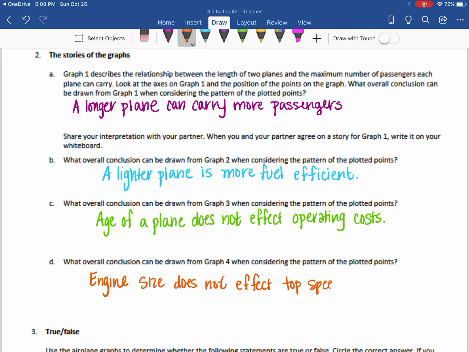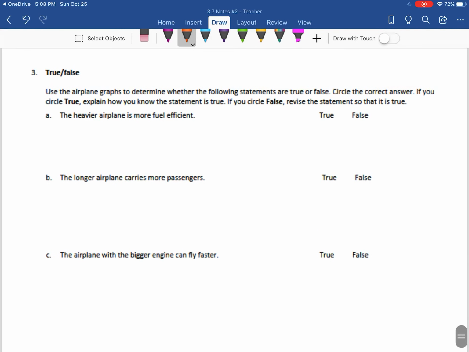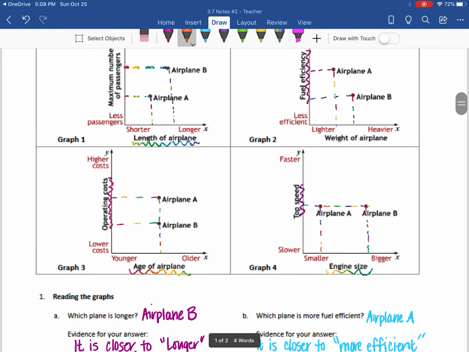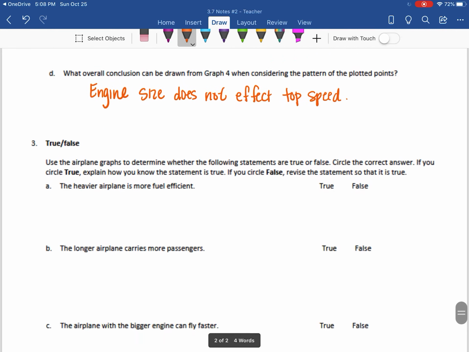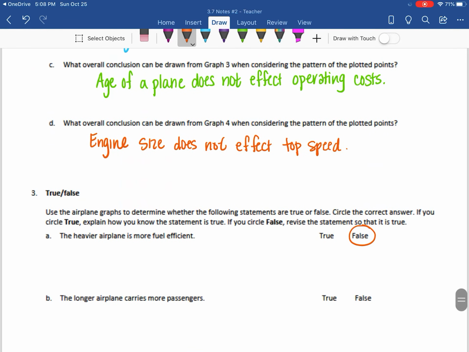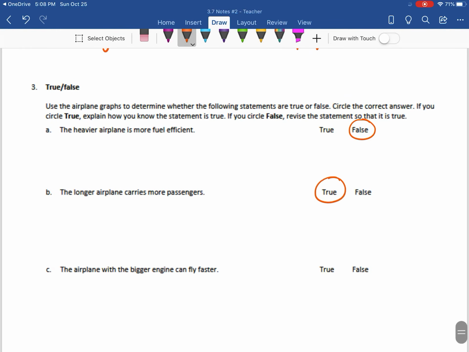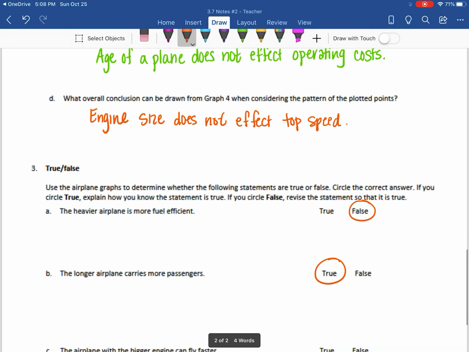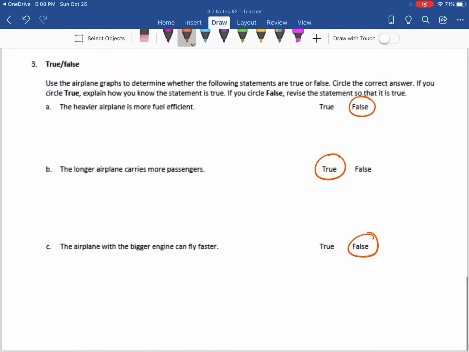Okay. All right, true, false. The heavier plane is more fuel efficient. Well, if we look at graph 2, the heavier plane is less fuel efficient, so that is false. The longer plane carries more passengers. Well, that was actually our explanation in 2A. So that is true. An airplane with a bigger engine can fly faster. Well, we just said that engine size does not affect the top speed, so that one is false. All right.